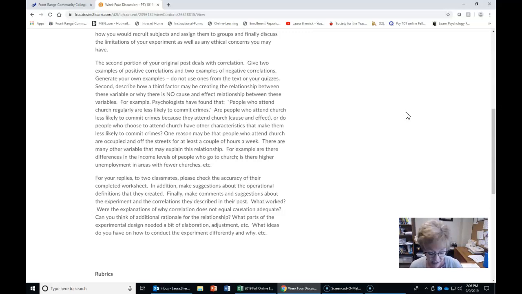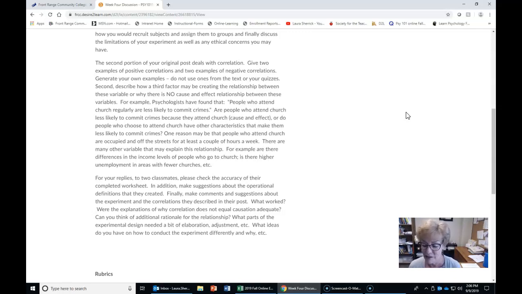But after you've identified 2 positives and 2 negatives, then I want you to describe how a third factor may be creating the relationship between those 2 variables. So research has shown that eating oatmeal for breakfast and heart disease are positively correlated. So the more you eat oatmeal, the more likely you are to report that you're suffering from heart disease. Why might there be a positive correlation? Is it cause and effect? Oatmeal is causing heart disease? And if so, then we should stop, right? No one should ever eat oatmeal again.